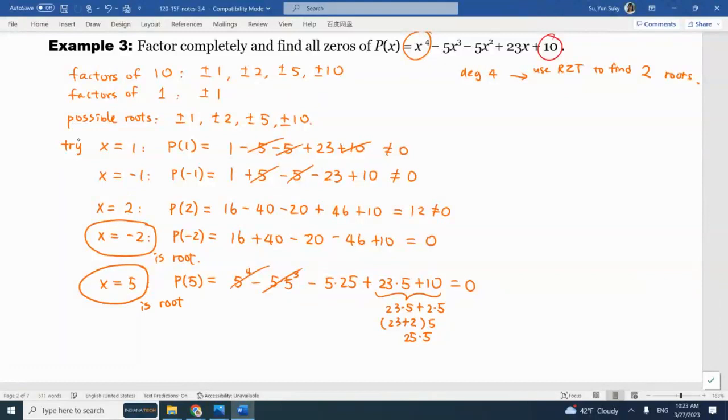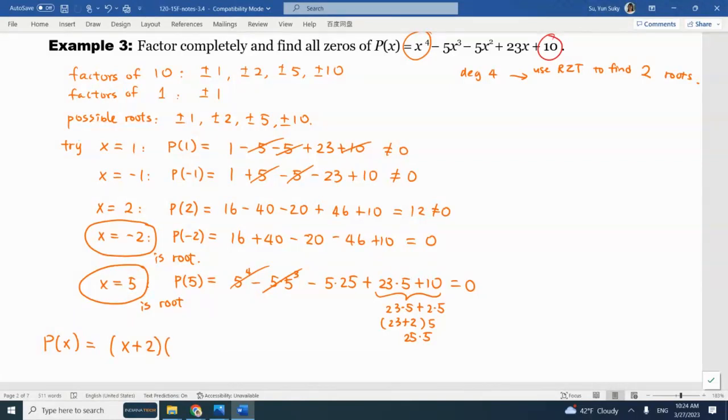Awesome. This is also a root. What does that mean? So that means our degree 4 polynomial, negative 2 is a root. What is the factor? X plus 2 is the factor.